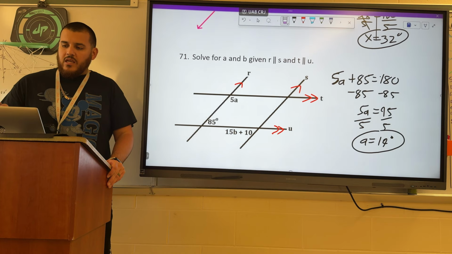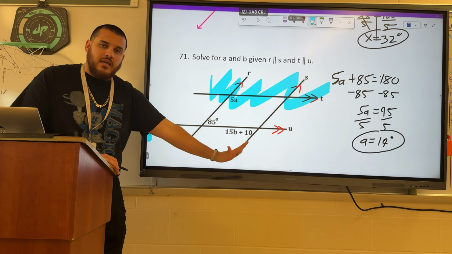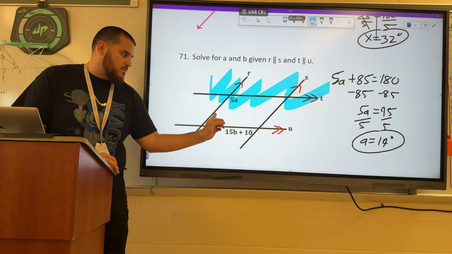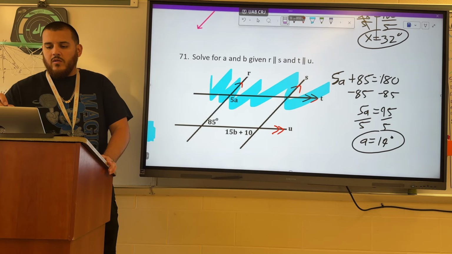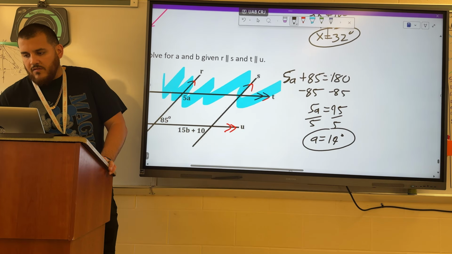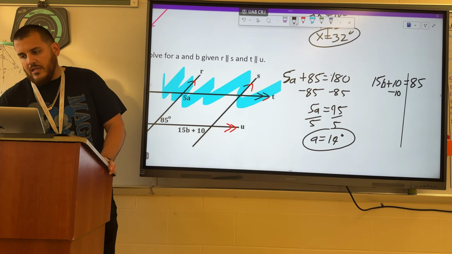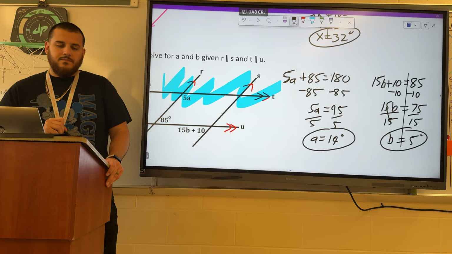I can then solve for B by ignoring the stuff up here and looking at these two lines and U. So R is parallel to S, U is the transversal. Those are alternate interior angles, between the parallel lines but on different sides of my transversal, and alternate interior angles are congruent to each other. So those need to be equal in value. That 15B plus 10 must equal 85. Again, we can do the algebra to solve. I can subtract 10 from both sides to get 15B equals 75. And then I can divide both sides by 15 to get B equals 5 degrees in this problem.